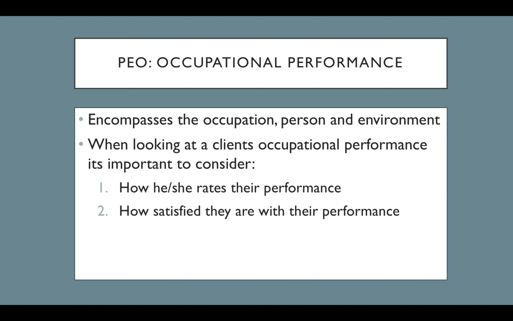So throughout the lifespan, they often change. And when an OT is looking at someone's occupational performance, it's really important to ask the client two questions: one, how he or she rates their performance in this activity, and two, how satisfied they are with their performance in this activity. So by looking at these two aspects, the therapist can really work with the client to create a mutually designed intervention.